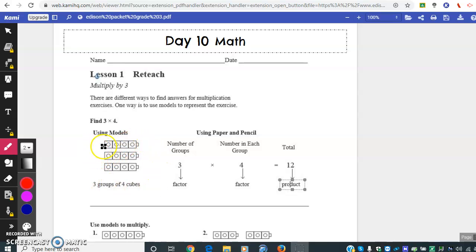into 3 rows. 1 row, 2 rows, 3 rows. And each row has 4 cubes in it. So what we have here is 3 groups or 3 rows of 4 cubes. 3 is a factor telling us how many groups we have or how many rows we have. 4 is also a factor, and this one tells us how many are in each row or in each group. And then we have the total, which is 12, known as the product.